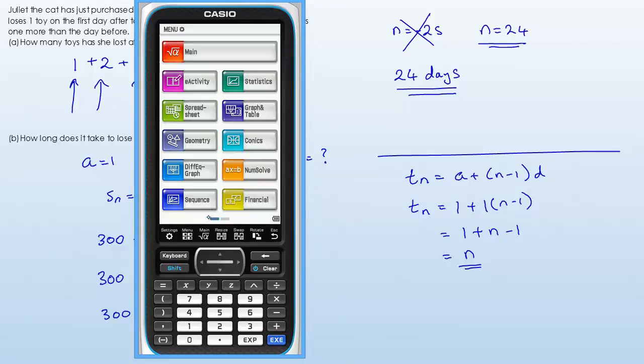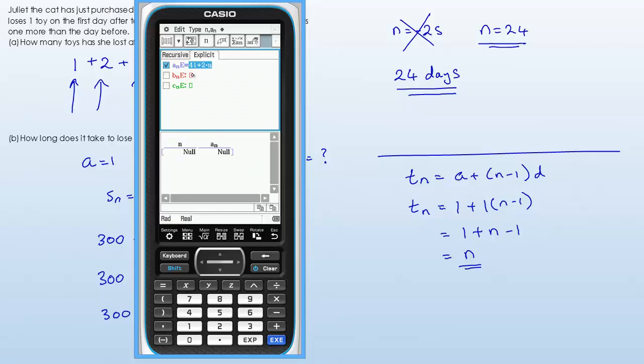Let's go to the sequence generator. And let's just change what we have here to just n. And let's generate that sequence down there. And I've already got the sigma turned on. Remember that was turned on from earlier. If you have the top window you turn the sigma display on and off from here, but I'm going to leave it on. And we just want to go down until we've lost 300 toys in total. That's the sum there, and we can see that that is on day 24.